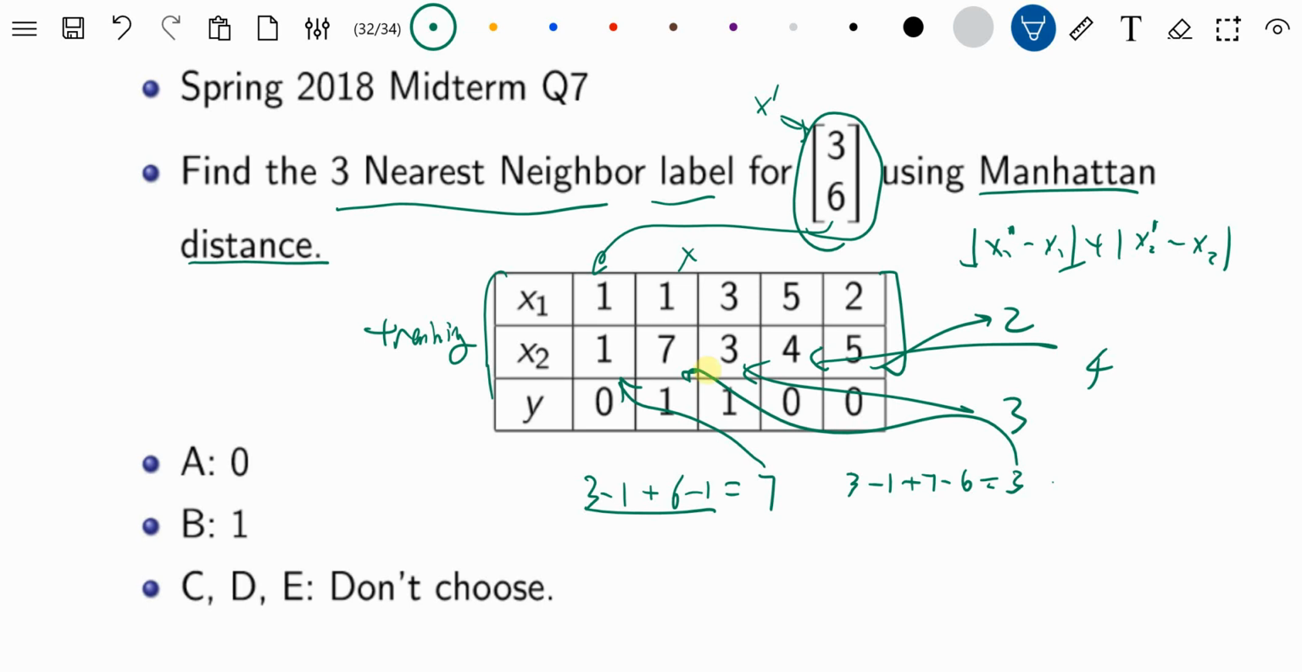So which ones are the closest? The 2 one is the single closest one, and there are two 3s, so these two. So the 3 nearest neighbors are these, and if they vote, it's 1 and 1 against 0, so it's 1.